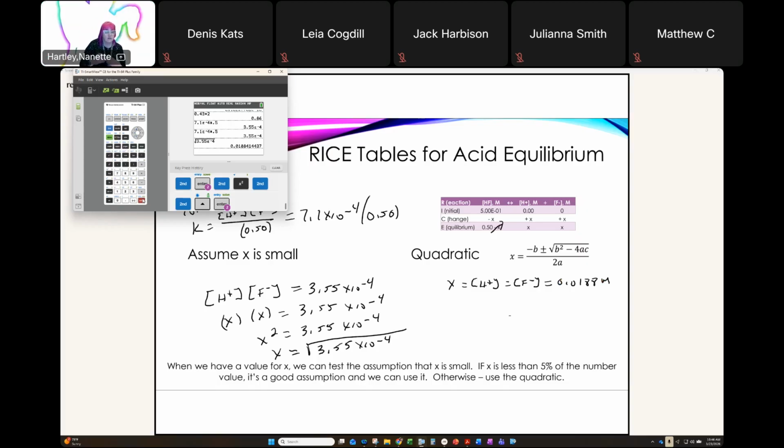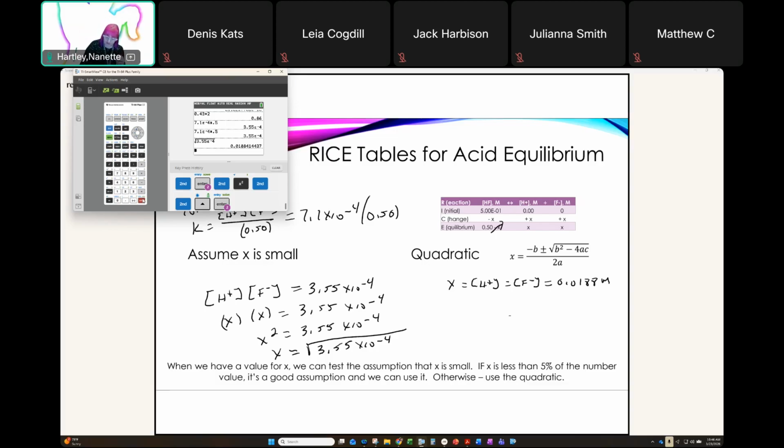Okay. Now, because we can always assume that X is small, we don't have to do this test. Then I don't need to use the quadratic. I don't have to do any of that, but it is possible to do that to see what is the more accurate value of this thing. So if you wanted to go through that math, that is perfectly fine, but it is not required.